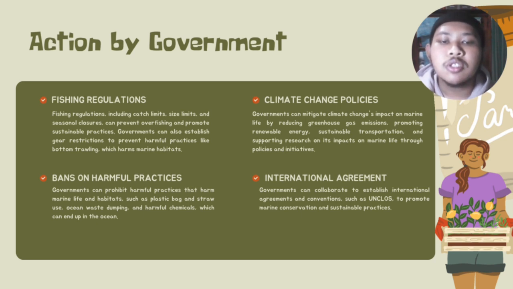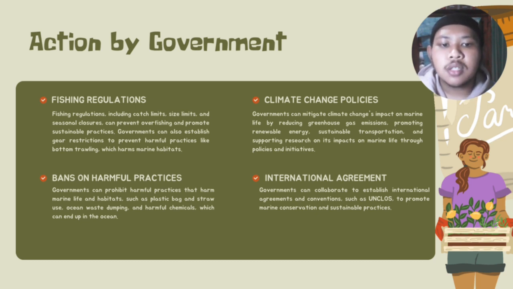In this section, I'm going to talk about action by government. The first one is fishing regulations. Fishing regulations, including catch limits, size limits, and seasonal closures, can prevent overfishing and promote sustainable practice. Government can also establish gear restrictions to prevent harmful practices like bottom trawling, which harms marine life habitats.